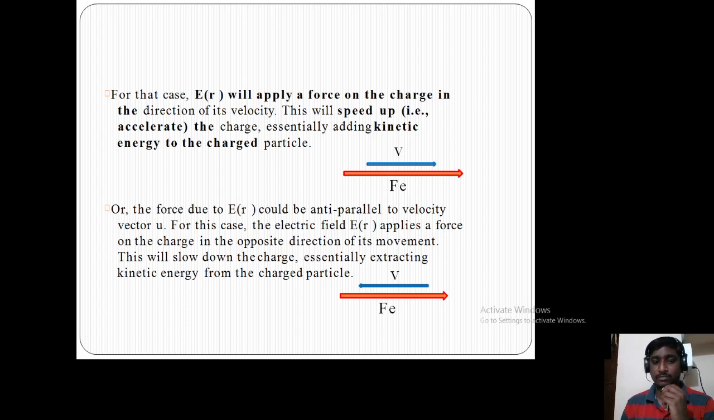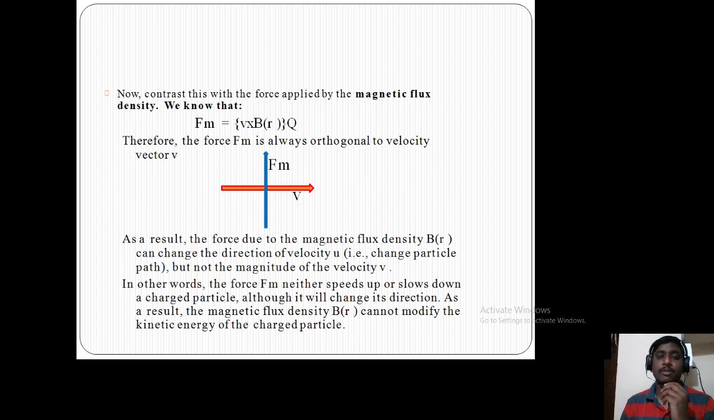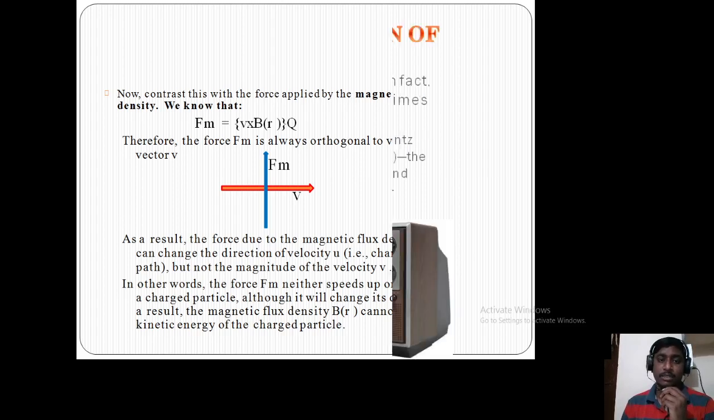Next, the magnetic field is always orthogonal, or perpendicular, so we write q times v cross B. This is the term related to the magnetic field, or magnetic flux density. Remember one thing: this magnetic flux density changes only the direction of the velocity, not the magnitude. Because it is always perpendicular to the velocity, it neither speeds up nor slows down the charged particle. It only changes the direction and cannot modify the kinetic energy. But the electric field may vary the kinetic energy of the charged particle.